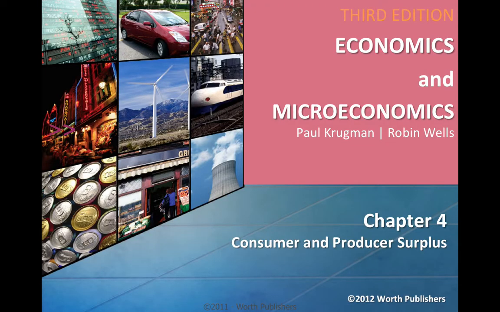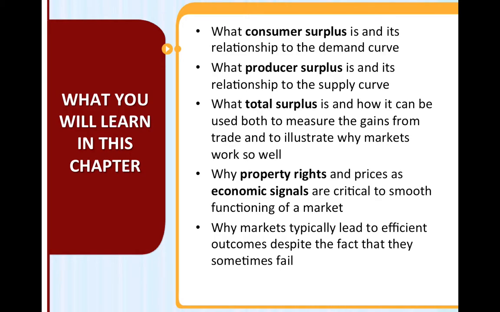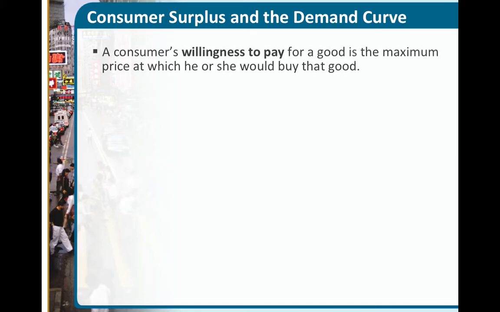Luckily, Chapter 4 is a little bit easier to comprehend for first-time students than Chapter 3 is. Once you get the supply and demand down, consumer and producer surplus are a piece of cake. At least I hope they are. So this chapter we're going to be talking about surplus, specifically consumer and producer surplus as it relates to supply and demand and equilibrium, and what total surplus is.